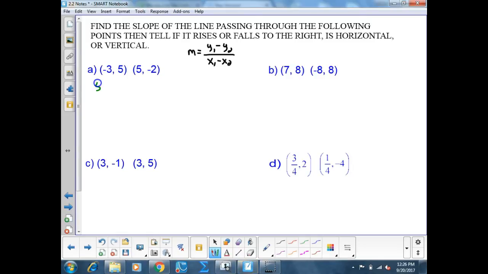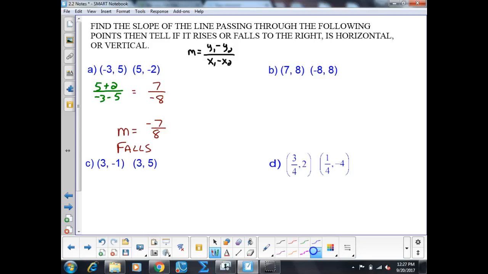So I would go 5 minus negative 2 over negative 3 minus 5. There. Or if you went negative 2 minus 5 over 5 minus negative 3, that's fine. But on top there, you get 7. On the bottom, you get negative 8. So the slope there would be negative 7/8, which falls to the right. Agree with the first one.